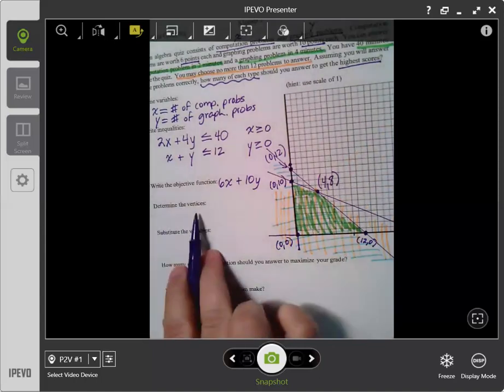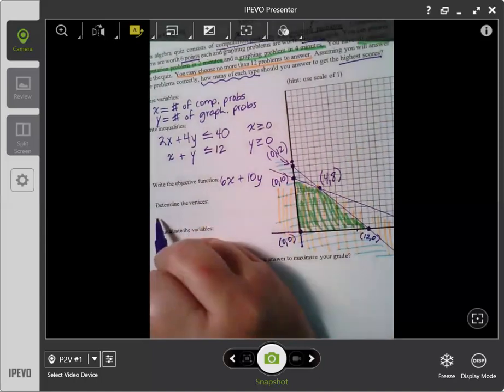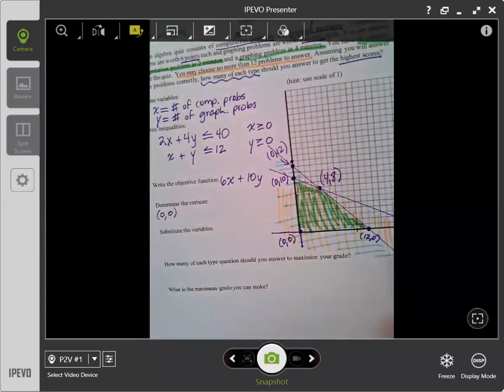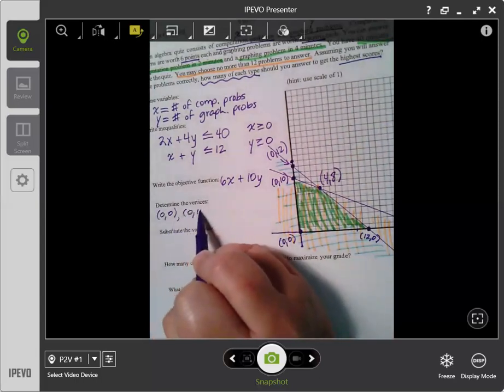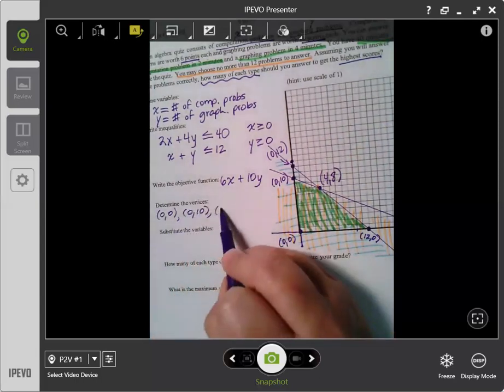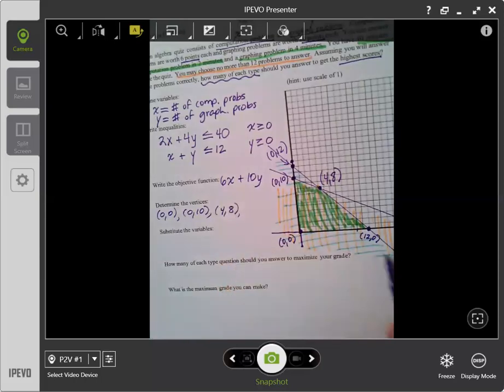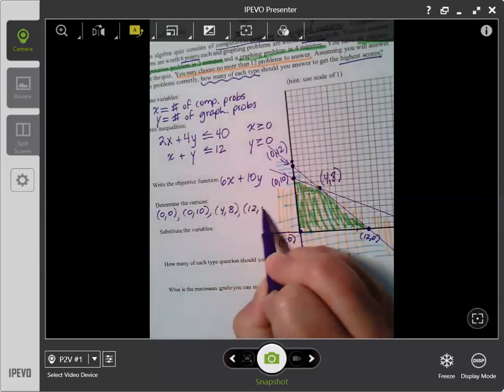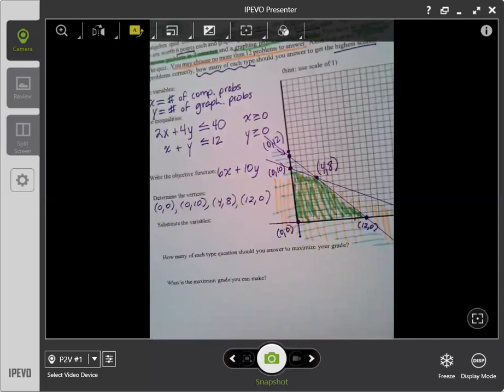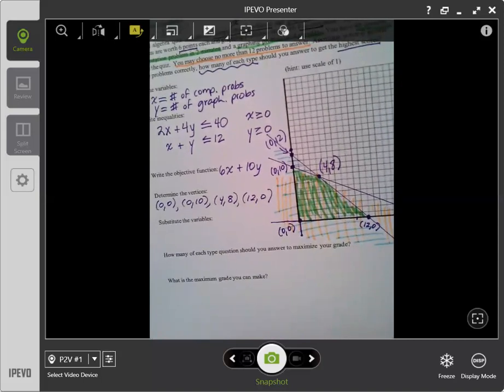So determine the vertices. Now I have all 4 vertices. So 0, 0, 0, 10, 4, 8, and 12, 0. Substitute the variables. Now, the key thing here is this.